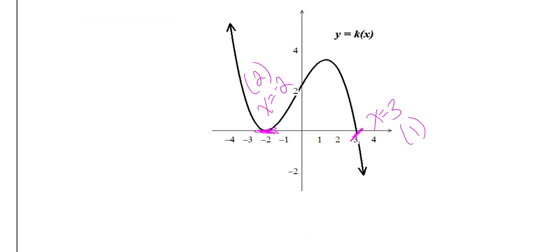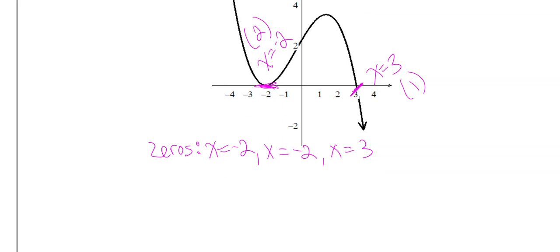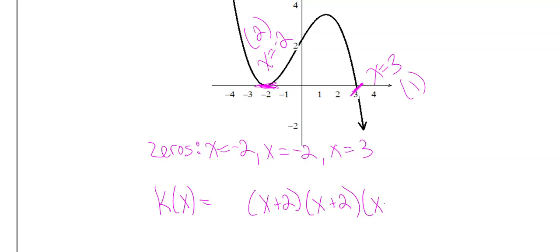And so what does that mean? It means that our factors for our zeros are x equals -2, x equals -2, and x equals 3. So you notice that I list the x equals -2 twice because they do hold value when you're writing an equation. So when I go to do this, I'm going to say k of x equals, I'm going to leave a little space, I'll talk about that in a second, x plus 2, x plus 2, and then x minus 3.